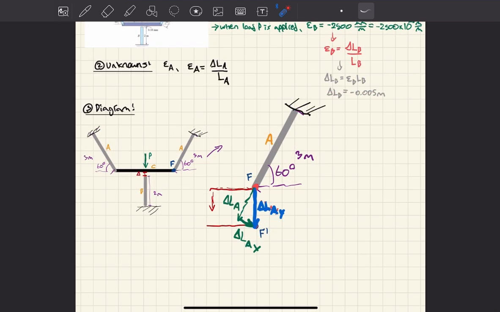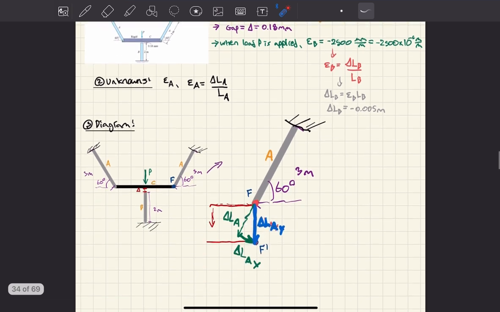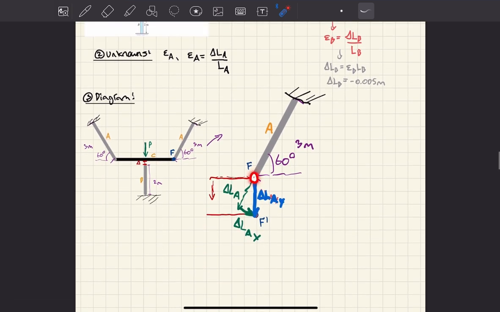Okay, so we can write that down. We can say that the displacement of point F, or the displacement of bar C, or in other words, the y component of the change in length of bar A. So all these 3 things are equal.